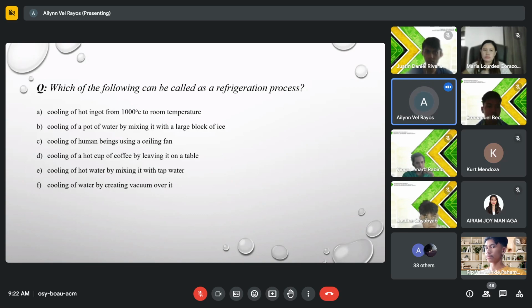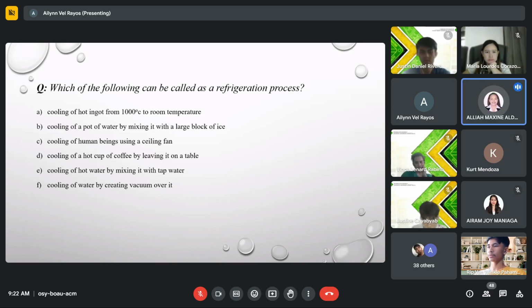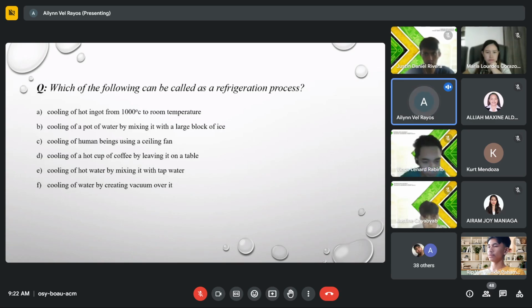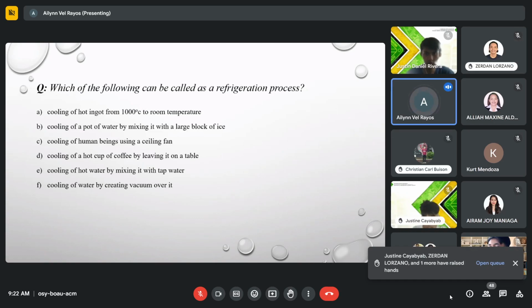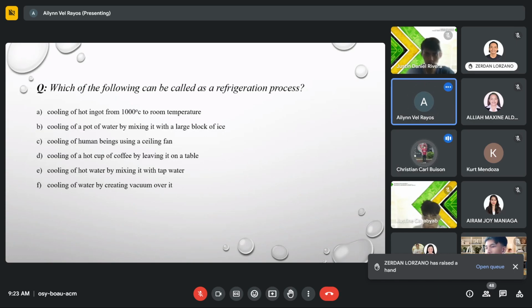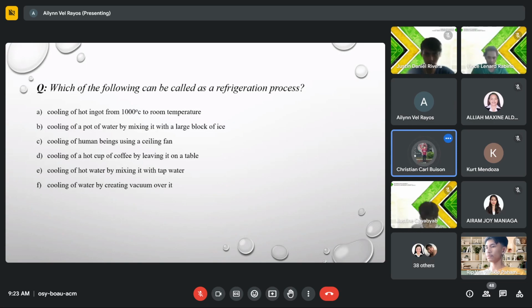Let us now move on to letter C. Cooling of human beings using a ceiling fan. I think it is also a refrigeration process, since a ceiling fan is used to cool the human being. Okay, I have some other answers here. Christian? My answer, ma'am, is that it is not refrigeration, because the temperature did not go below the surroundings. Okay, that is correct.